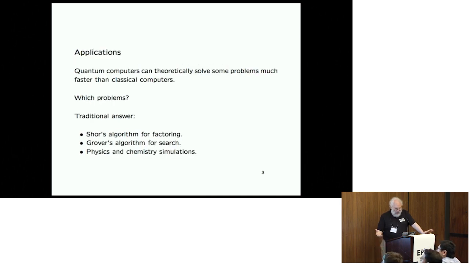So, applications. As you probably all know, the reason people are so interested in quantum computers is that theoretically they can solve some problems much faster than classical computers. So which problems? Traditionally, the answer is Shor's algorithm for factoring, Grover's algorithm for search, and physics and chemistry simulations, which I guess Feynman was the first person to propose.